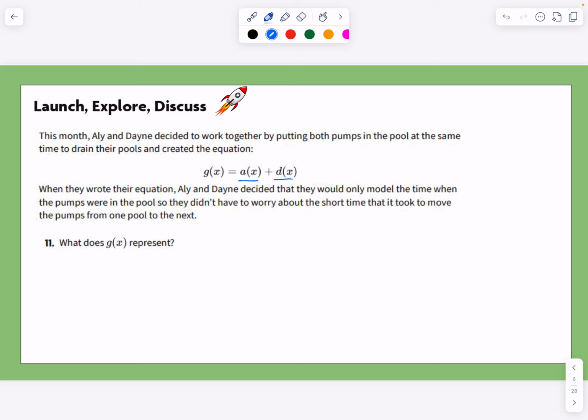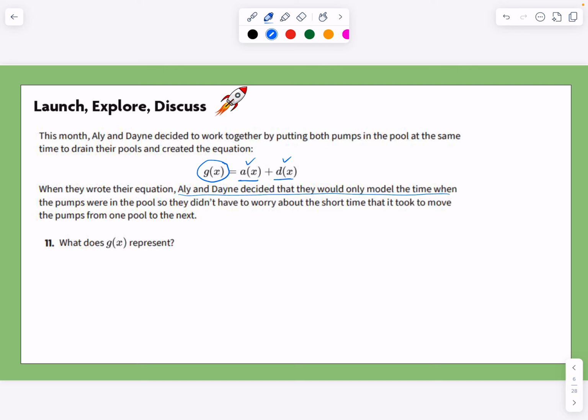So essentially, her pump plus his pump working at the same time should create a new equation for how quickly the pool can be drained. They wrote their equation. When they wrote their equation, Allie and Dayne decided they would only need to model the time when the pumps were in the pool, so they didn't have to worry about the short time it took to move the pumps. So what does g of x represent?